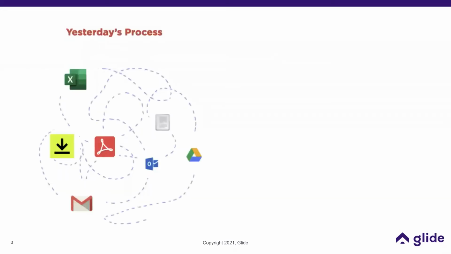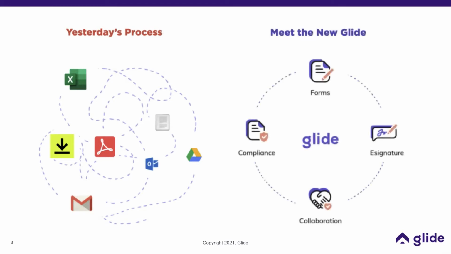Now, the industry's old process of using multiple forms of communication and many different applications to complete your daily tasks can be confusing, it can be slow, and it leaves a lot of room for errors. Now, with Glide, you can manage multiple parts of that transaction process all from one single platform. We focus on collaboration, compliance, and forms, and we've even created our own eSignature tool.